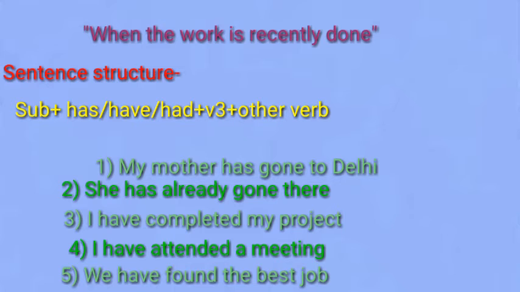Maybe you found the best job last week. So this work is recently done. Here we are talking about sentences about any work which is recently done. We use this structure to express what you have recently done. So we have found the best job. Found here is the third form of verb.